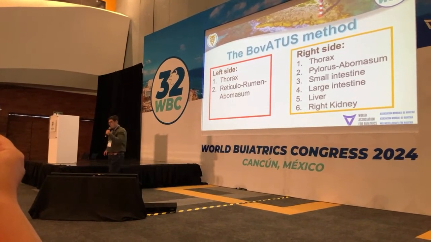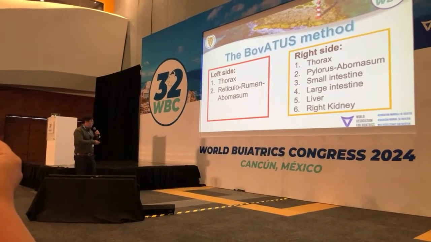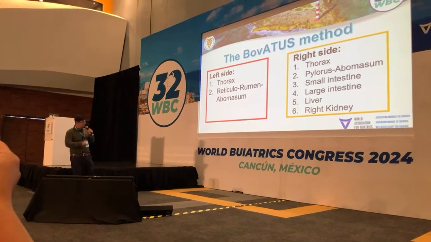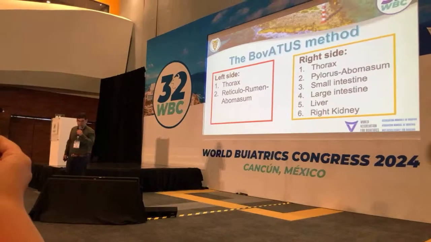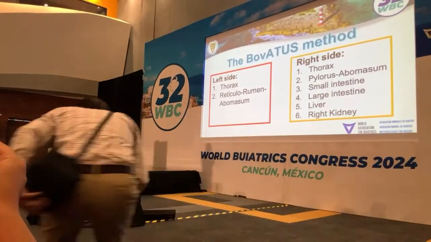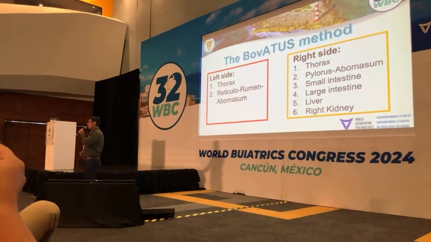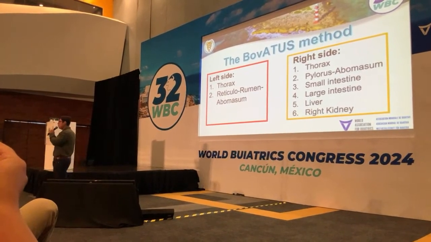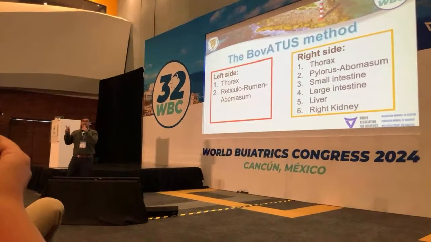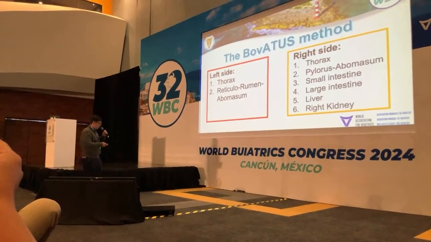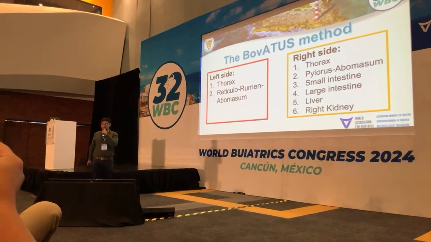So the method has an order. We are going to start from the left side and after that go to the right side. Why did we decide to start on the left side? Because on the left side is the rumen occupying the majority of the abdomen, so few organs will be scanned there. The scan will be very quick. And why start in the thorax?